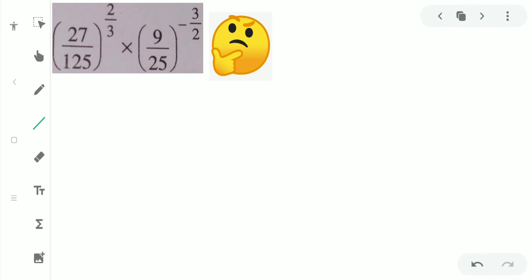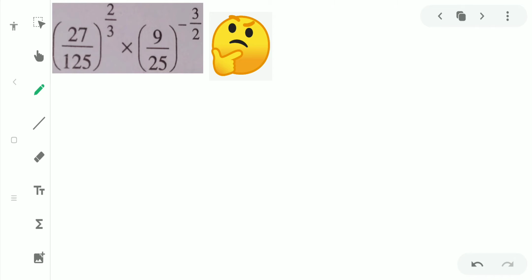That is (27/125)^(2/3) multiplied with (9/25)^(-3/2). I am repeating it again: 27 divided by 125 whole power 2 by 3 multiplied with 9 by 25 whole power minus 3 by 2.